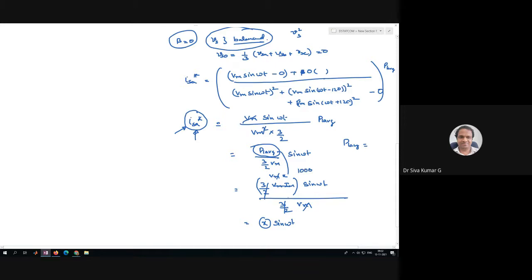Once we do with the 3 by 2 VM, we get only the current expression. What I mean to say is that the 3 by 2 times some factor of the VM, of x of sine omega t, is going to equal the PL average. If you divide by the 3 by 2 times the VM, then obviously this factor is going to be eliminated in the load average power. There is a factor of x only. So the ISA star is equal to factor of x of sine omega t.